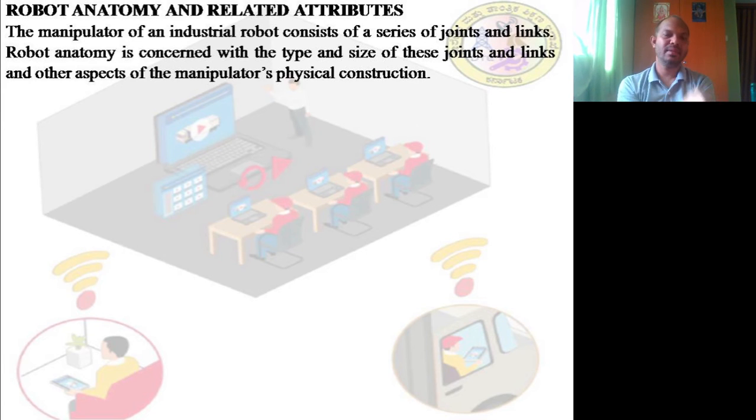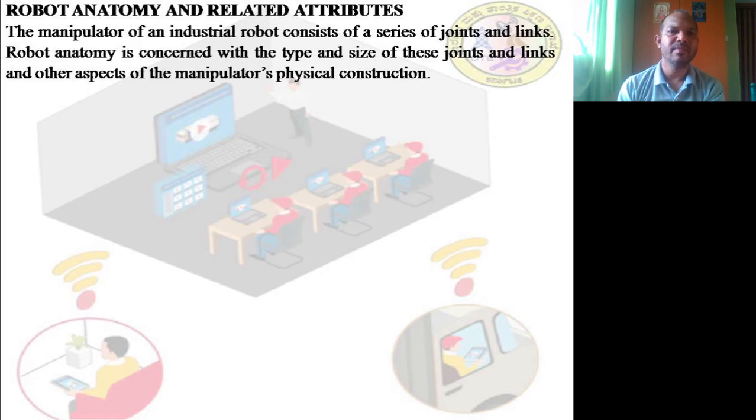Robot anatomy. Basically, as we have two hands and so many limbs in our human body, even the anatomy of a robot will have a similar sort of joints with different degrees of freedom. A manipulator of an industrial robot consists of a series of joints and links. If you consider this hand, this is a link, this is a joint. Now this is a link, this is a link, and this is the joint. Now here once again it is a joint and this is a link.